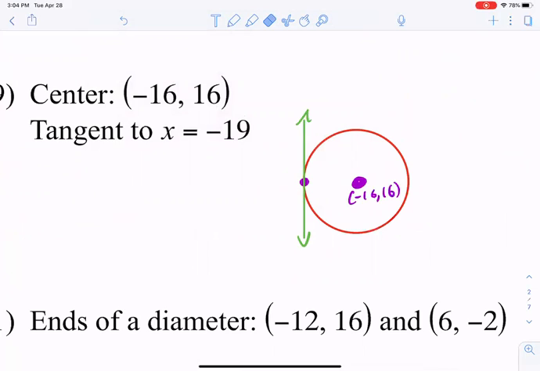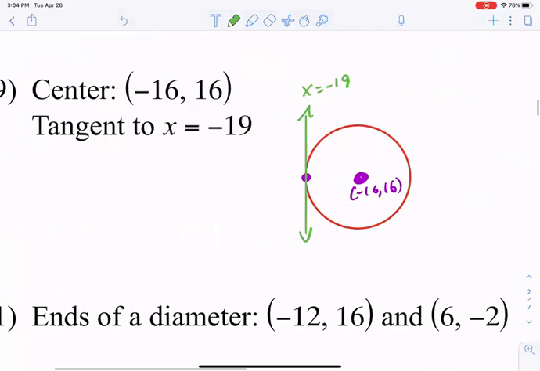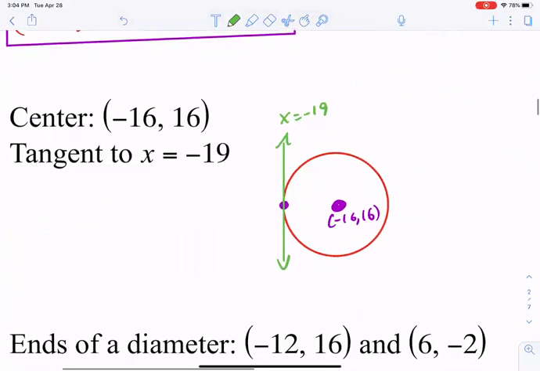So they're saying that this line is x equals negative 19. If you think about it, look at the x values here. This is negative 16, or h in this case, right? But the distance from here to here is just 3 units. So that implies that the radius is 3, because this is one point on the circle, and the distance from one point on the circle to the center is just 3 units. So that implies that r equals 3.